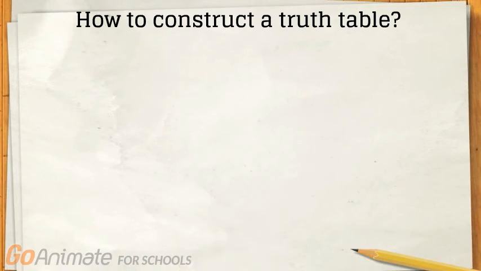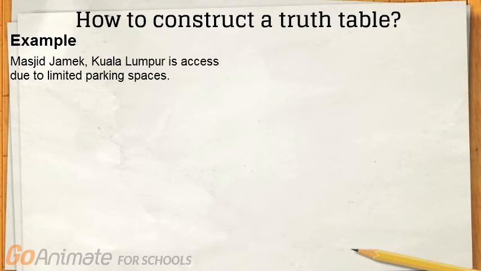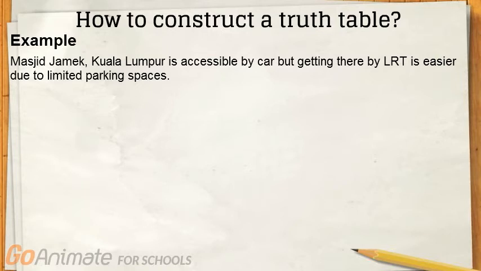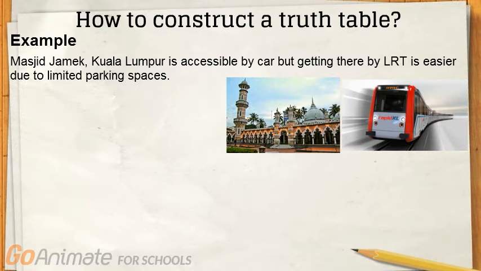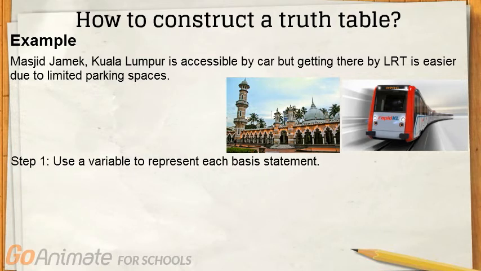Let's try to construct a truth table for the given example. Masjid Jamek, Kuala Lumpur is accessible by car, but getting there by LRT is easier due to limited parking spaces. From the compound proposition, we may define a variable to represent each basis statement. Step 1. Use a variable to represent each basis statement.